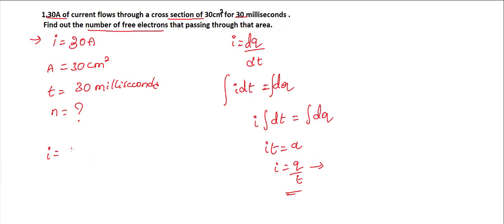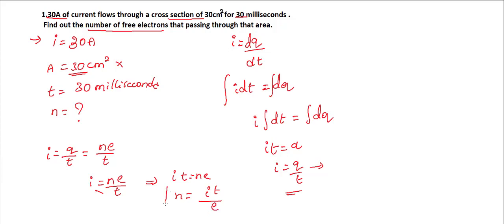I is equal to q by t. What is q? It is n e, so I is equal to n e by t. Now just rearrange the terms. We need to find n, so we don't require the area; there is no expression for A. So I is equal to n e by t. Solve for n: cross multiply, so I t is equal to n e, and n is equal to I t by e. This is the expression we got.